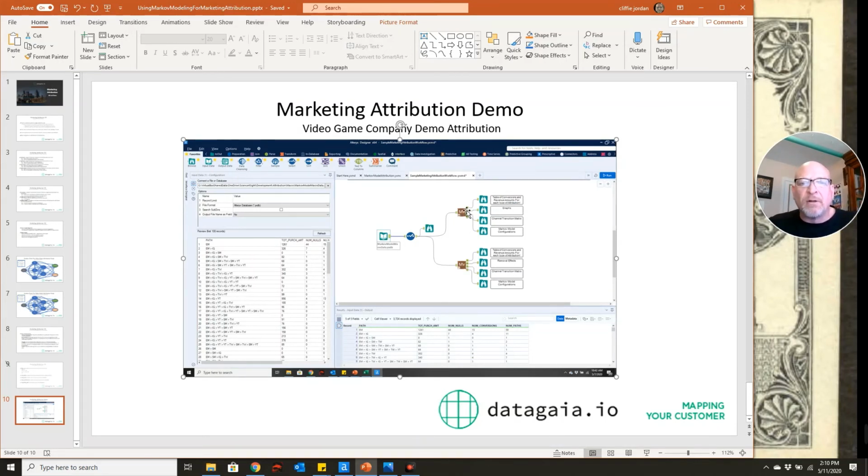This one's a macro that does all the calculations. It does the removal effect. It does the transition matrix, all of that inside this macro. This one has actually been developed using R code. So Alteryx has an interface to R, and so inside of that macro is all R.